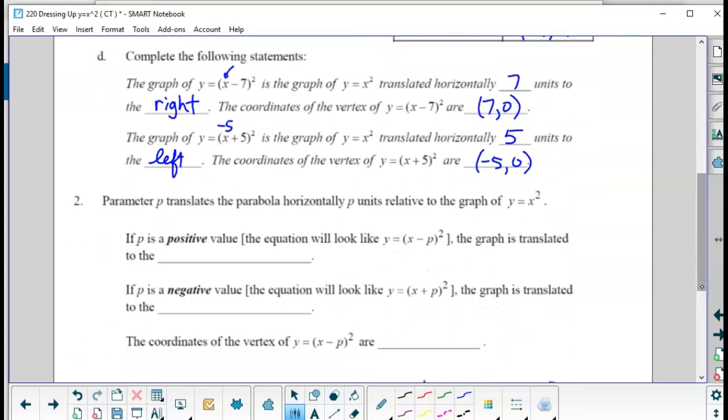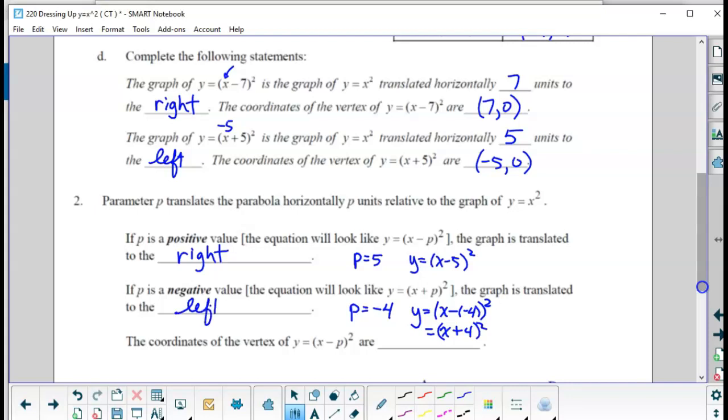And then parameter P translates the parabola horizontally P units relative to the graph of y equals x squared. So if P is a positive value, the equation will look like x minus P squared. The graph is translated to the right. So if P was 5, this would look like y equals x minus 5 squared. If P is negative, let's say P is negative 4, then you would have y equals x minus negative 4, which looks like x plus 4 squared. So you know it's going to the left.